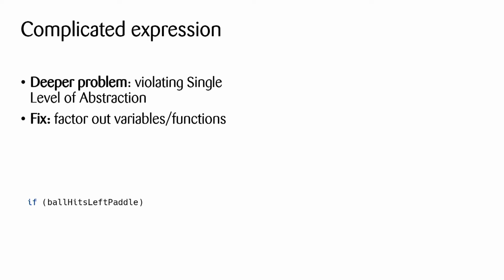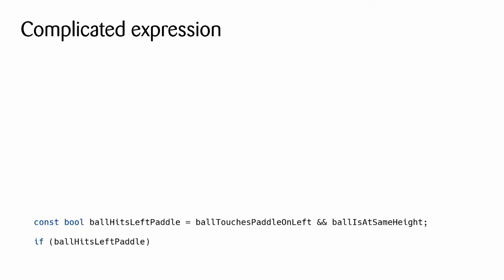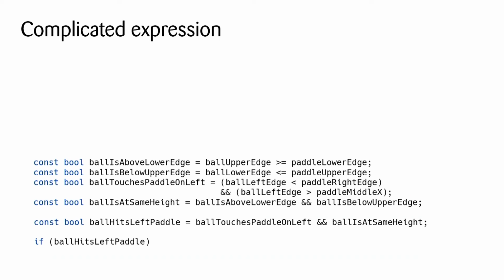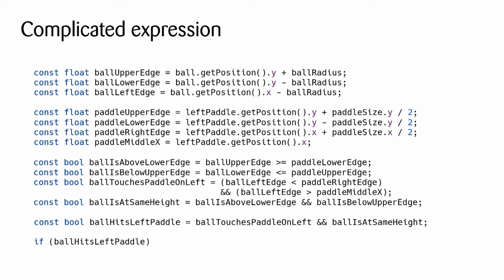So the fix for this is factoring out variables or functions with meaningful names. For example, the ball hits the left pedal. So how is this done? Well, the ball hits the left pedal if it touches the pedal and if it's more or less at the same height, right? If it's above the pedal or below the pedal, it's not correct. So it has to be at the same height and touch the pedal, which in turn means it's above the lower edge and below the upper edge. And so we can factor out the actual meaning of the stuff we had in the expression at first. If you go to the length, then you have the upper edge, which is the position.y plus the ball radius and so on.